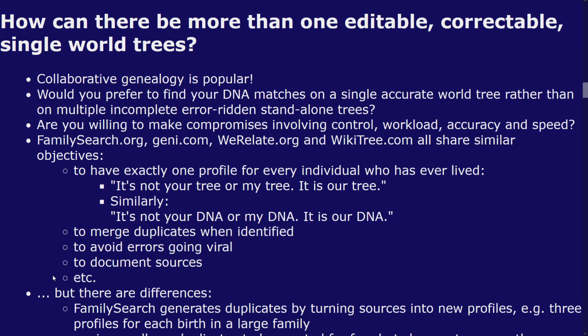All 4 of these single world trees share similar objectives, but they have their differences as well. The objective is to have a single profile for everyone who has ever lived, and if there are duplicate profiles, merge them. And if there's conflict of information, at least document the sources that lead to the conflict, or if one is completely wrong, get rid of it.